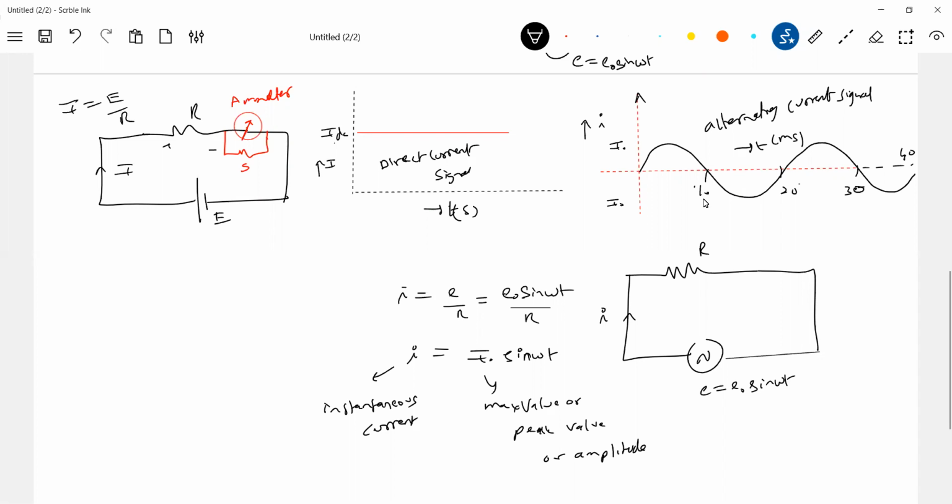What is omega? I already defined it. Omega is 2 pi f. This is nothing but the angular speed with which the loop is rotated.